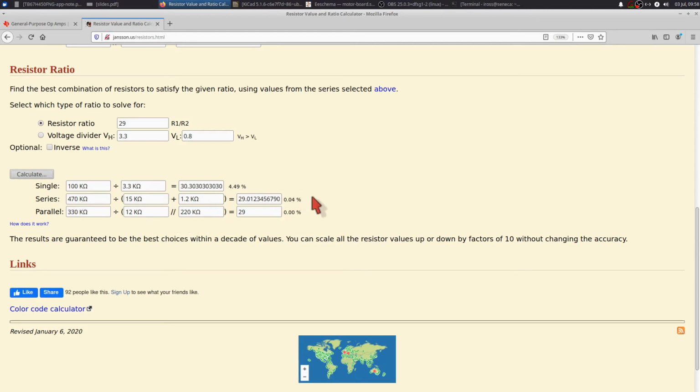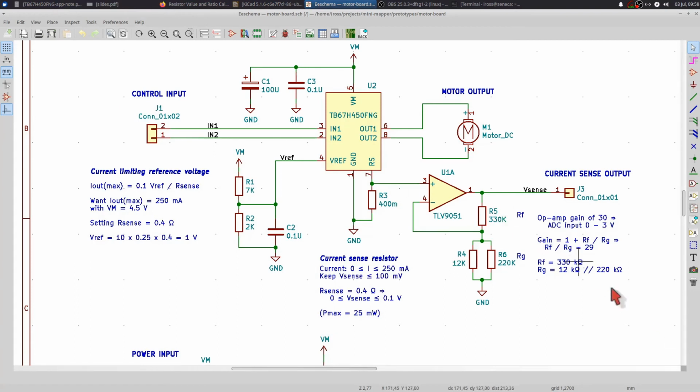Using a series pair, you can get to within 0.04%, but using a parallel pair, you can get an exact solution. So you have 330K on one side and 12K in parallel with 220K on the other side, and that's what it did. So we have 330K on one side, just here, and 12K in parallel with 220K on the other side. And that gives you a ratio between here and here of exactly 29. And that gives you a gain, going around this loop, of 30. And so your 0 to 0.1 volts here is transformed to 0 to 3 volts here.